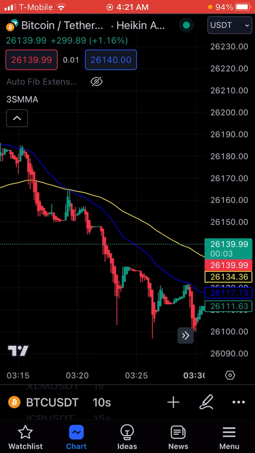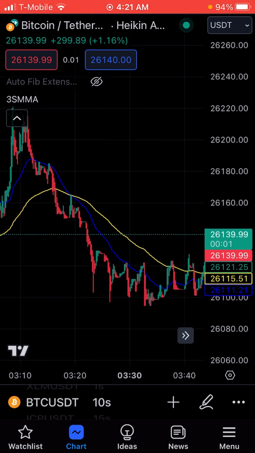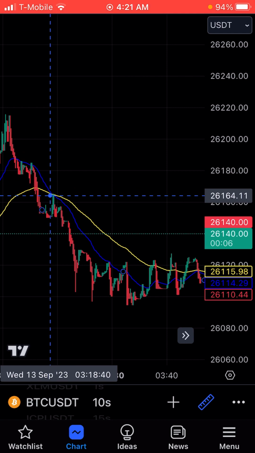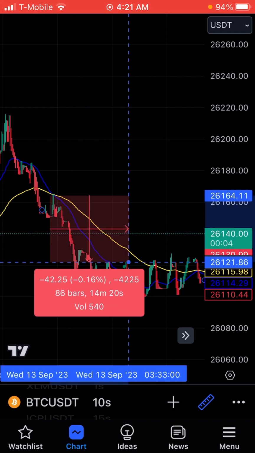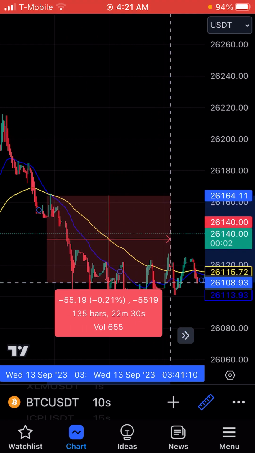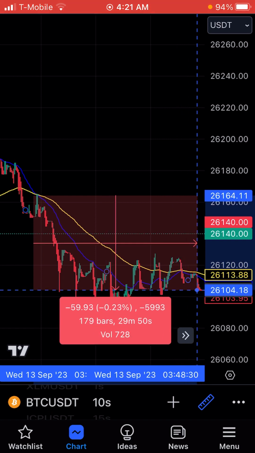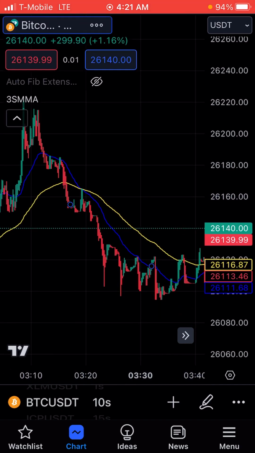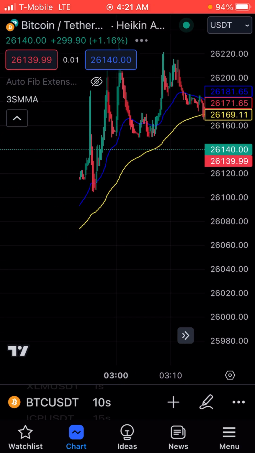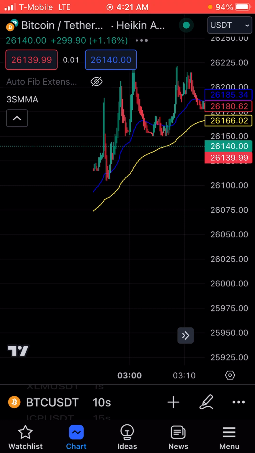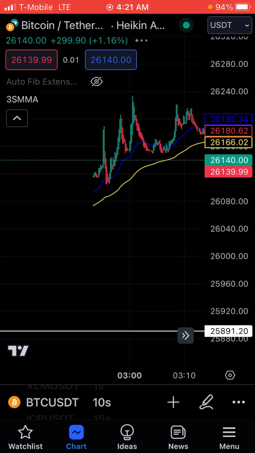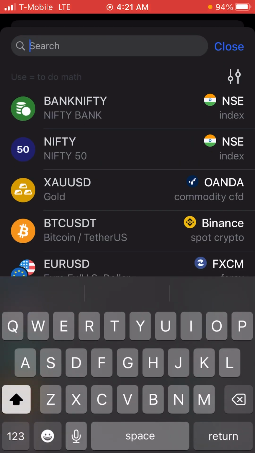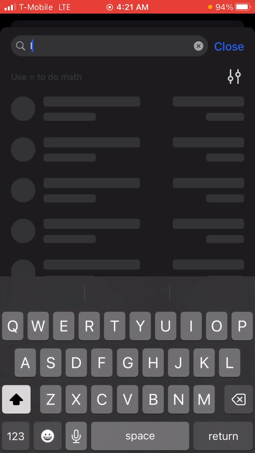This one is a bigger scalp here. If you rode this entire thing out from when it crossed and you shorted it, this would be some pretty good profit. I mean, it's only down $59, but still, that's a good trade. Now, you will find those moments that are big runs, and you find those moments that are small runs. Let me try a different crypto real quick. Let's look at Litecoin.